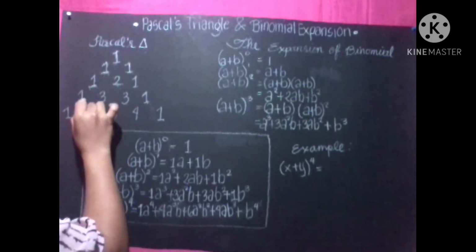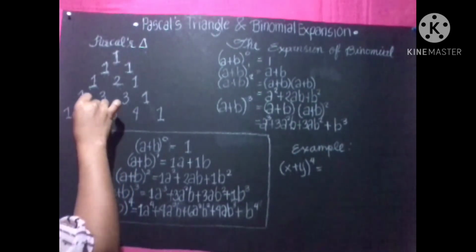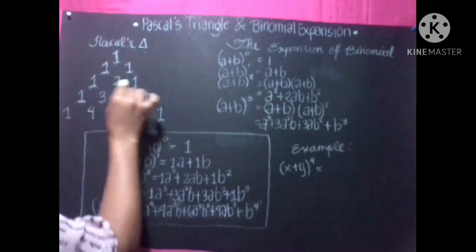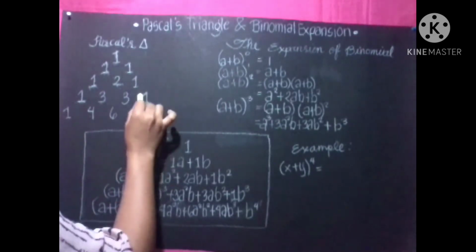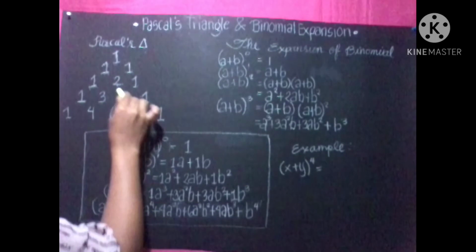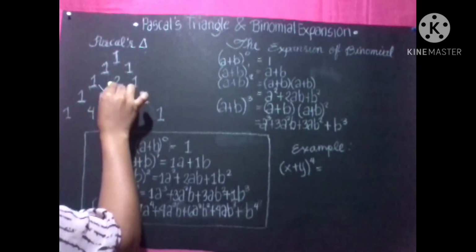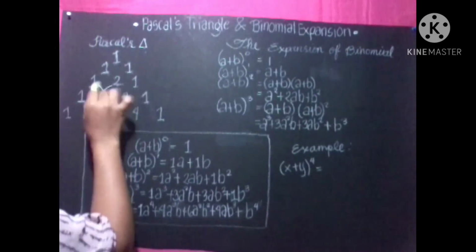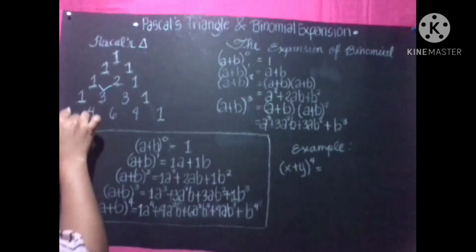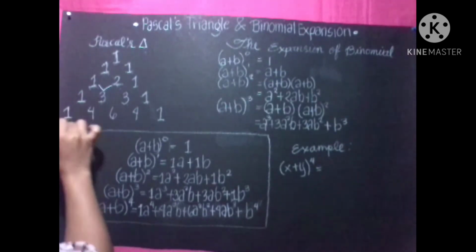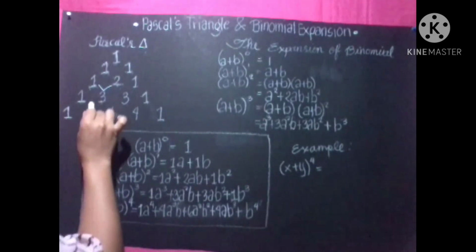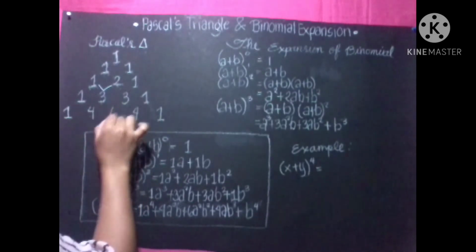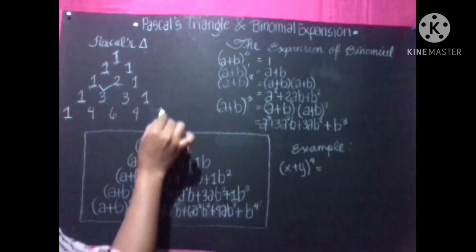Next one is another 1 at the edge. So 1 plus 2 equals 3. 2 plus 1 is 3. And then put another 1. We just have to add. So how do we get 3? We add the numbers above it. Next we put 1 at the edge. So 1 plus 3 is 4. 3 plus 3, 6. 3 plus 1, 4. And put another 1.